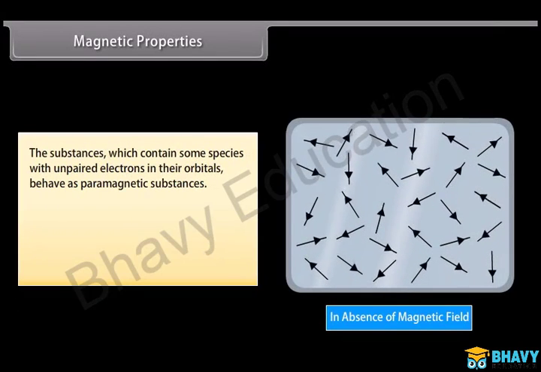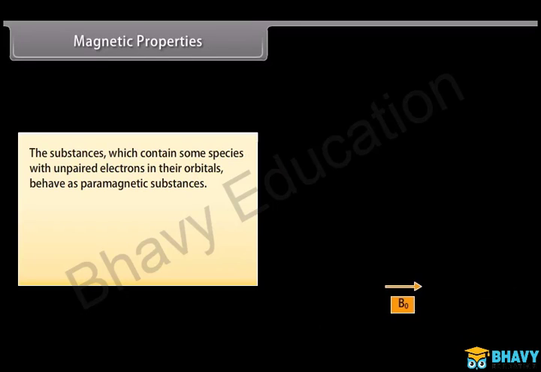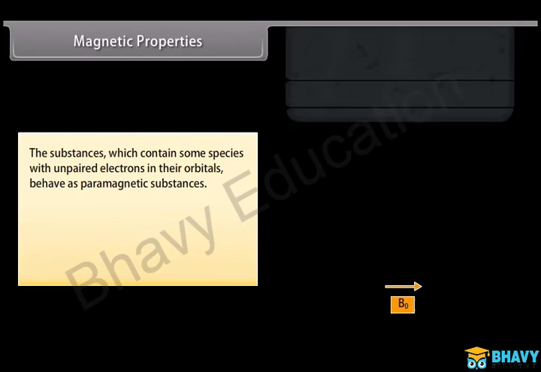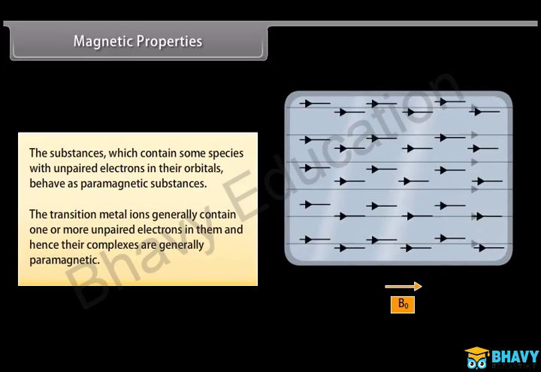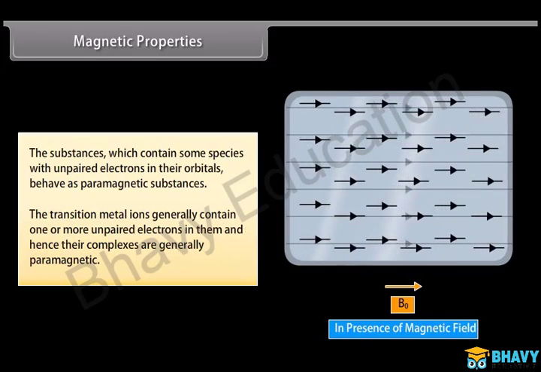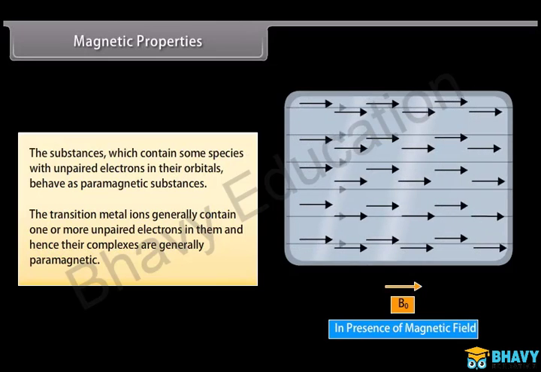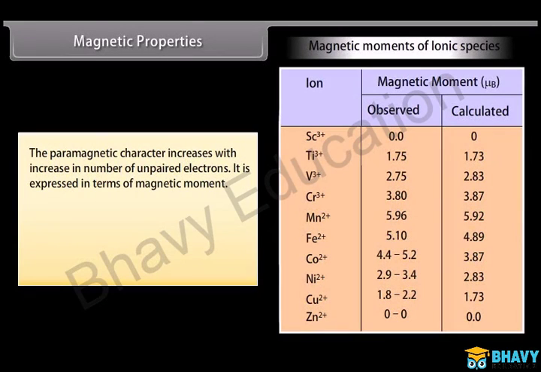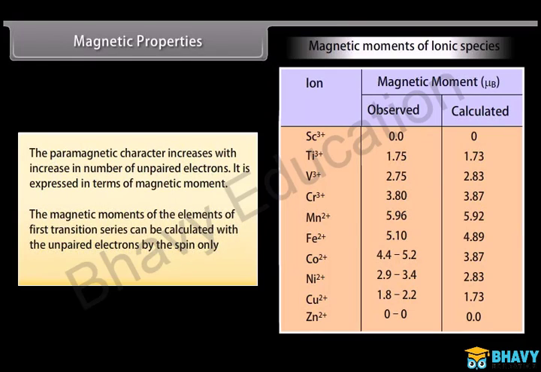Magnetic properties. The substances which contain some species with unpaired electrons in their orbitals behave as paramagnetic substances. The transition metal ions generally contain one or more unpaired electrons in them, and hence their complexes are generally paramagnetic. The paramagnetic character increases with increase in number of unpaired electrons. It is expressed in terms of magnetic moment. The magnetic moments of the elements of the first transition series can be calculated with the unpaired electrons by the spin-only formula.